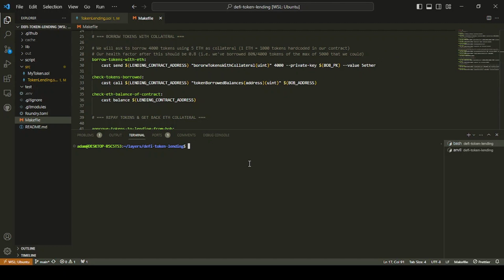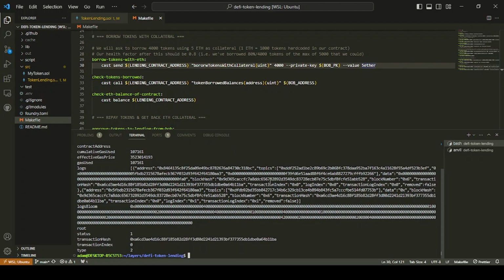But ignore that for now, and I'll change it afterwards. So what we're going to do is go make, and we'll do borrow tokens with ETH. And what this is going to do is cast send to the lending contract, call the borrow tokens with collateral function, which takes a uint, and the uint is going to be 4,000, i.e. I want 4,000 tokens. It's going to be Bob this time who's going to send it. And again, the value he's going to pass in is 5 ether. Like I said, I don't mean to be belaboring the point, but always make sure that there's no space there, that it's like that, 5 ether. That will ensure that it sends the right amount.